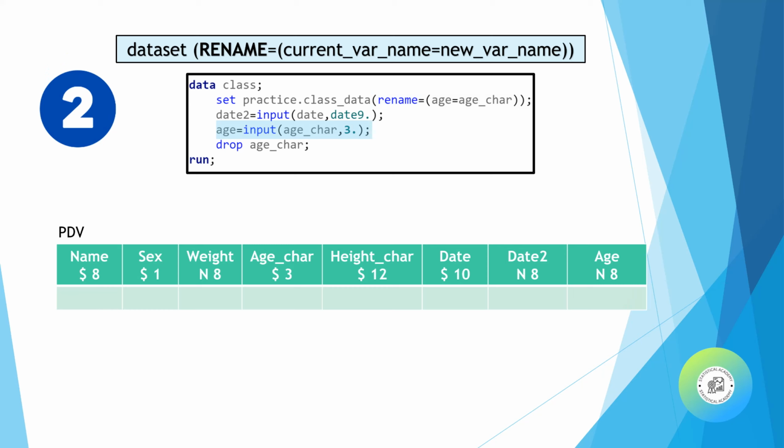Next, in an assignment statement, use the INPUT function with the renamed variable as the source. To the left of the equals sign, use the name of the original variable that you want to be numeric. This adds age to the PDV as a numeric variable. Finally, use a DROP statement to eliminate the renamed variable from the output dataset.